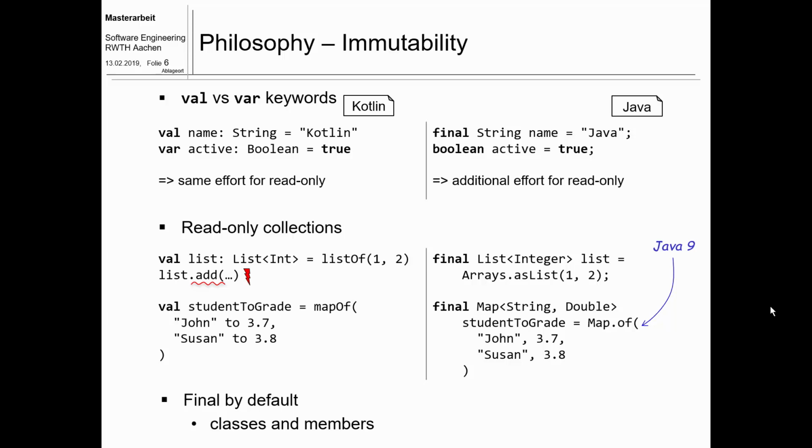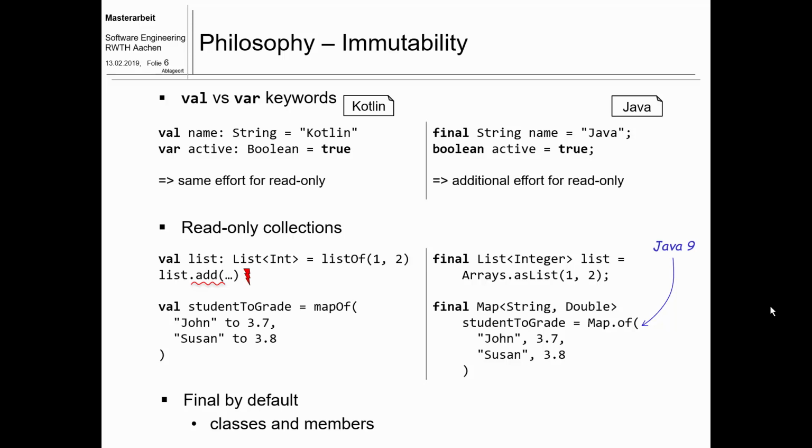So you always have these kinds of friction points when you're interoperating. That's why we say that they are read-only and not strictly immutable, because through interoperability, you can actually still modify them if you want to. But if you're using pure Kotlin code, you cannot actually modify any of those read-only collections.